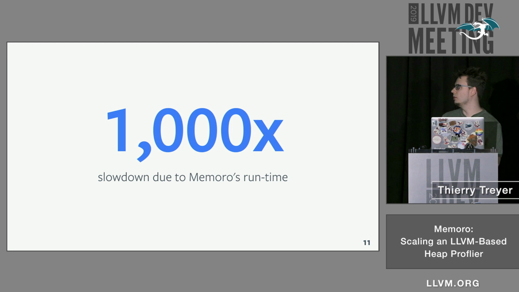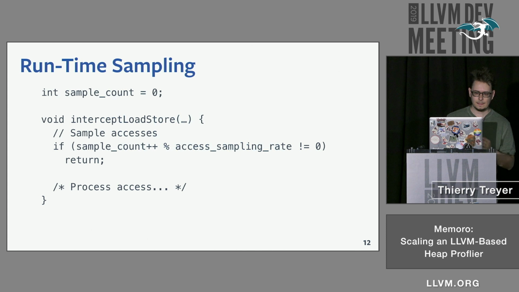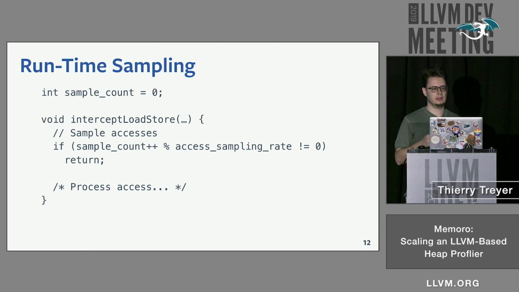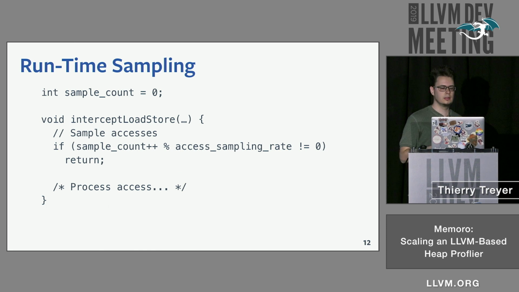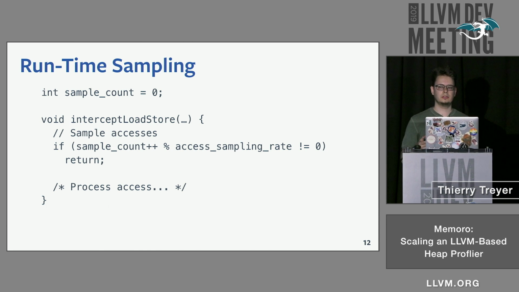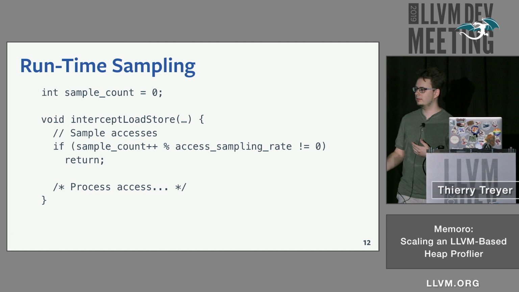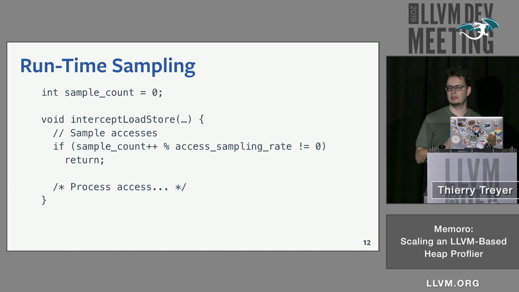And we had to work hard to reduce that number. So we started with something quite easy. The first thing we introduced is runtime sampling. So we have all our loads and stores instrumented, and simply during runtime, when we have our callback in the runtime library that does the interception and updates the data according to the interception, what we do is simply increment a sample counter, and every time the sample counter is equal to the access sampling rate, we actually update the data with the sample. Otherwise, we just discard it and return immediately.